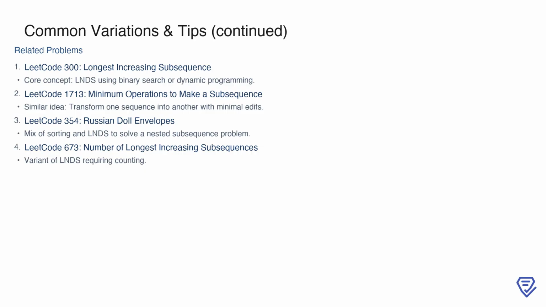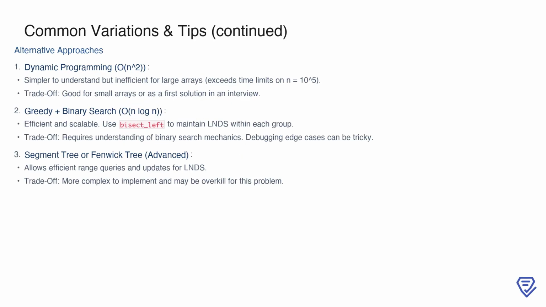LeetCode 354, the Russian doll envelopes problem, combines sorting with LNDS to solve a nested subsequence challenge, making it another great example of how these techniques can be applied. Finally, LeetCode 673, which asks for the number of longest increasing subsequences, builds on the LNDS idea but adds the additional complexity of counting. Exploring these problems will give you a broader perspective on the techniques and variations associated with subsequence-related challenges.